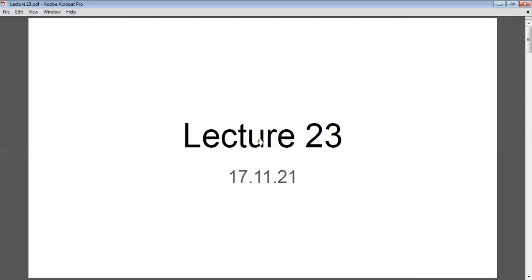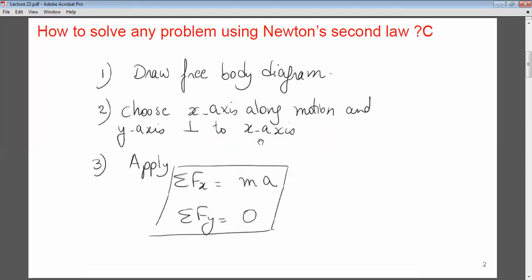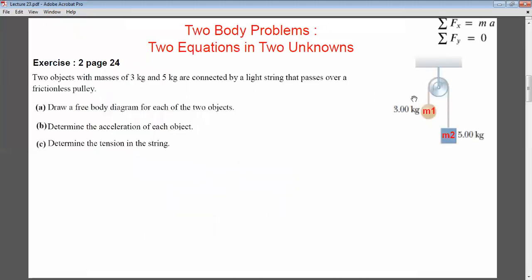Before I continue, I just want to remind you very quickly how to use Newton's second law. First we draw a free body diagram, then we choose an x-axis along motion and y-axis perpendicular to the x-axis. Then I choose whether I want to use summation of Fx equal ma or summation of Fy equal to 0. Okay, so now let's take this example.